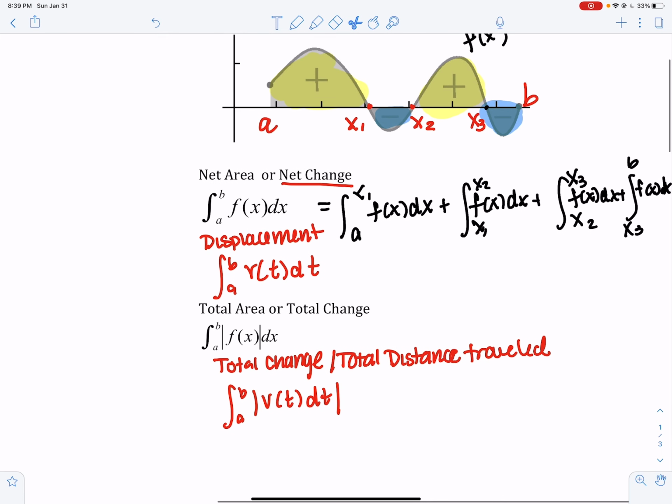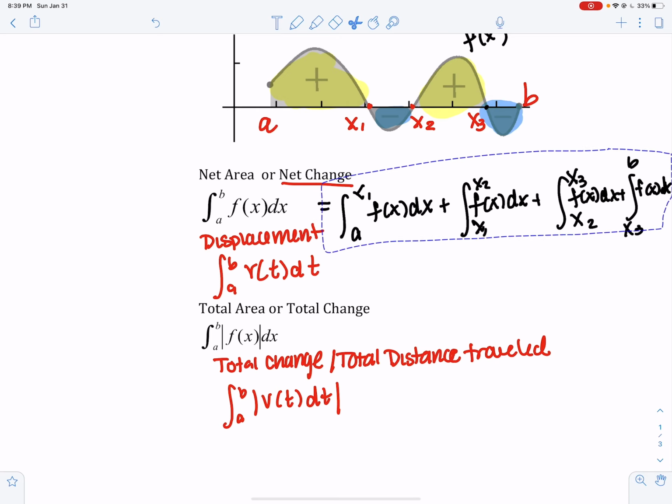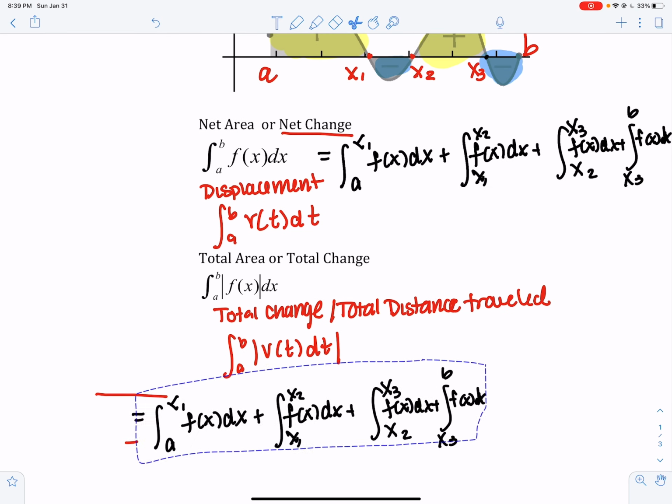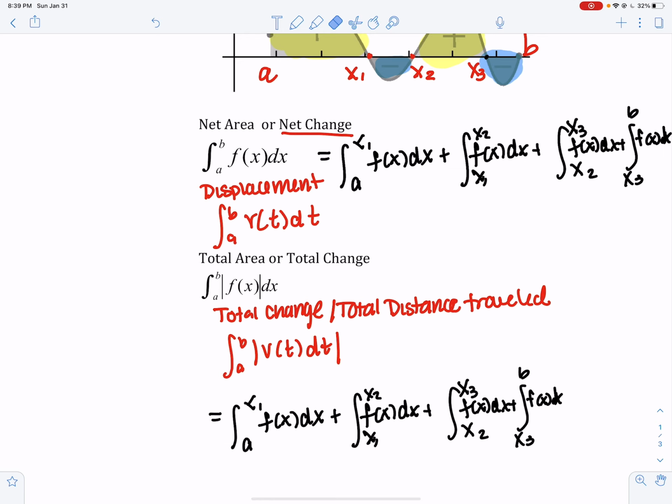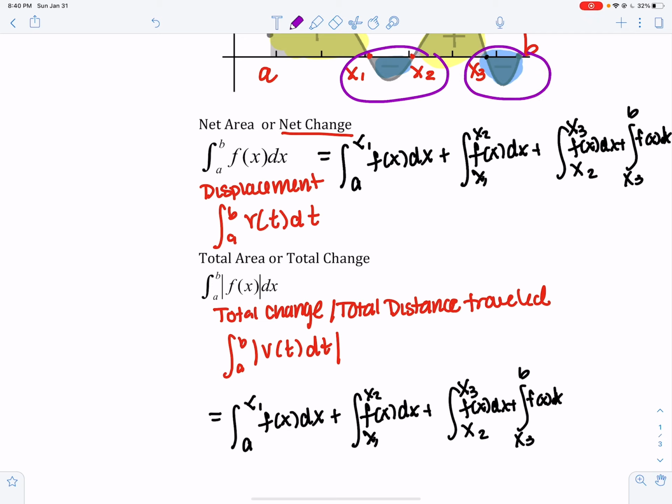However, if you're asked for the total area, for the absolute value of all of this, it's basically the same thing. So go ahead and rewrite this. Take your time. Pause this video. Rewrite it. And everything that's negative, you're going to put an absolute value. So between x1 and x2, make that positive. Between x3 and b, make sure that's positive. I should highlight it. So make sure this here is positive and this here is positive.